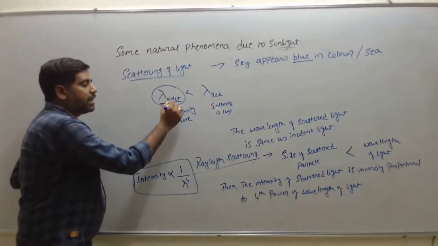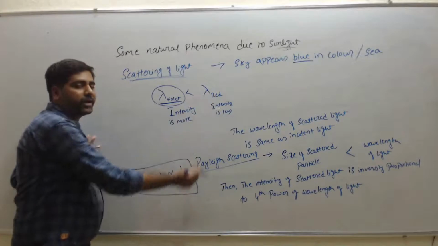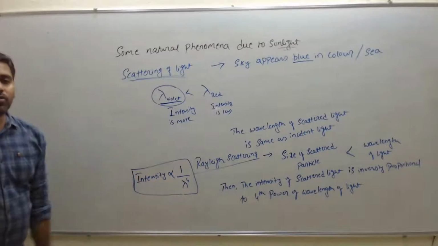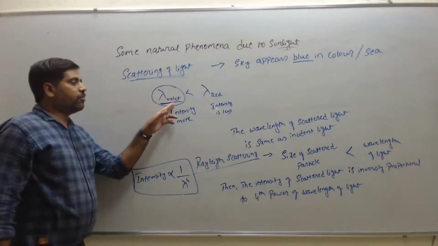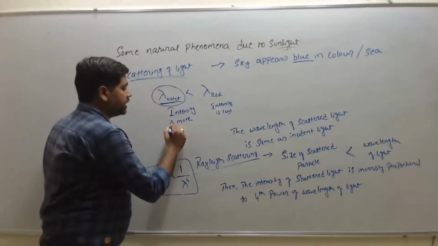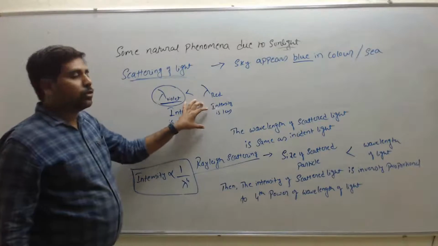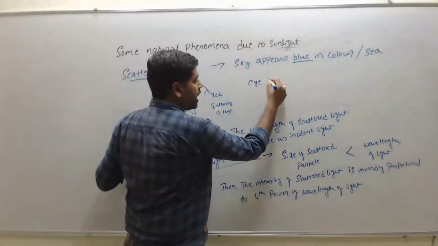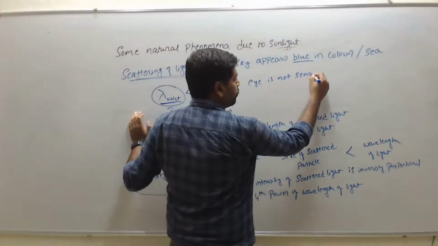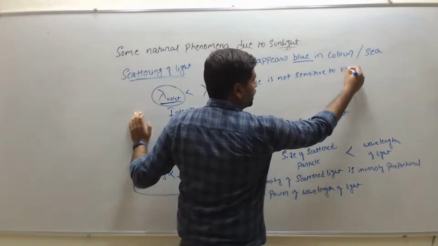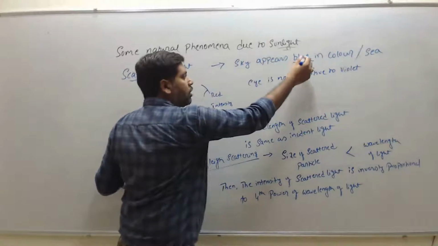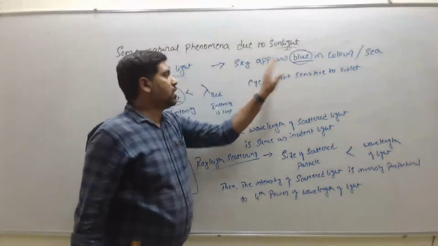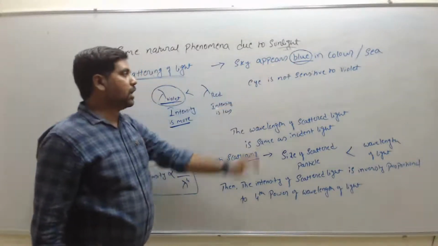As the wavelength of violet light is less compared to that of red, from Rayleigh scattering, intensity is inversely proportional to the wavelength of light. So the wavelength of violet light is less, hence its intensity is more, hence it scatters the most. Our eye is not sensitive to violet, but it is most sensitive to blue color. That's the reason the sky appears blue in color and also the sea appears blue in color.